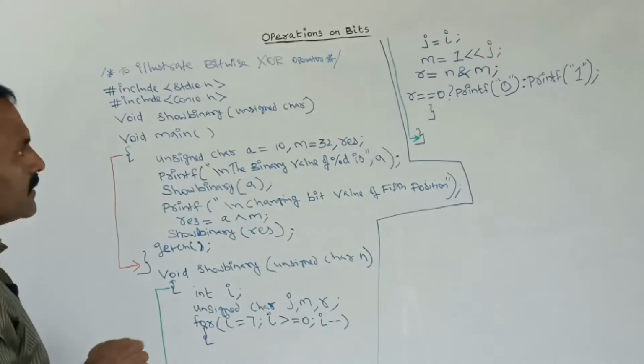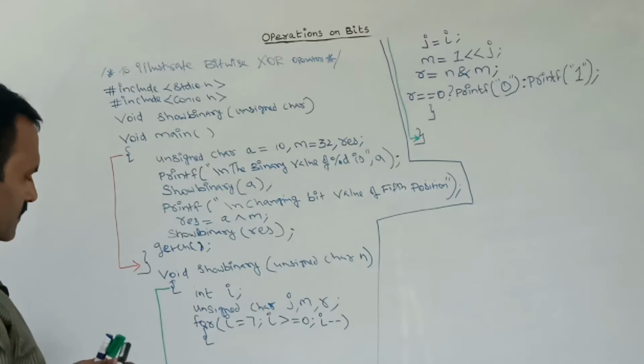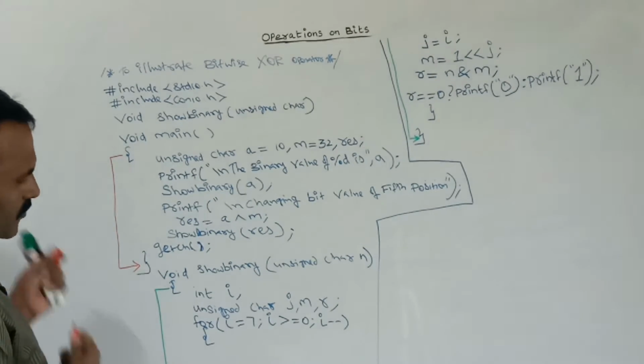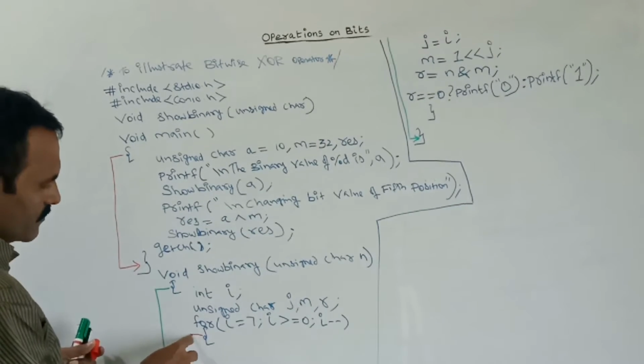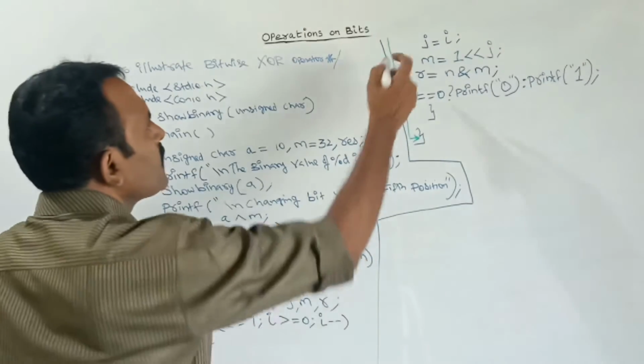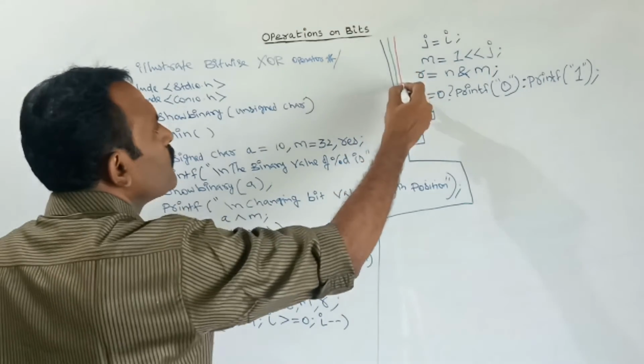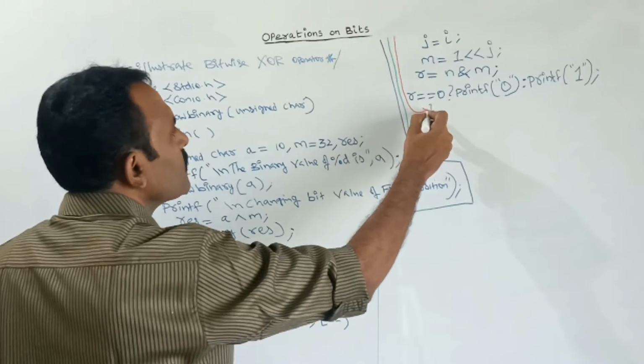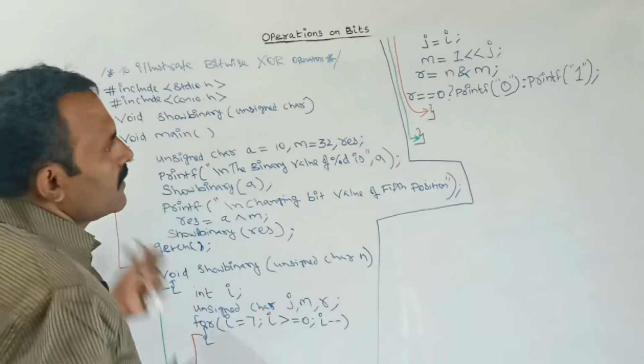Here, this one for loop, open brace. Next, for loop, close brace, this one. Output here.